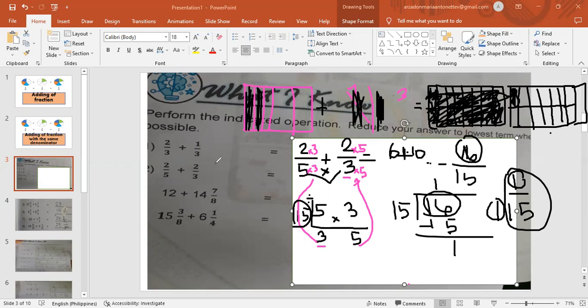So the answer is 1 rectangle and 1 over 15. That's the answer in number 2. Okay, so now let's proceed. Teacher will be sending you the screenshot and please try to look at it.